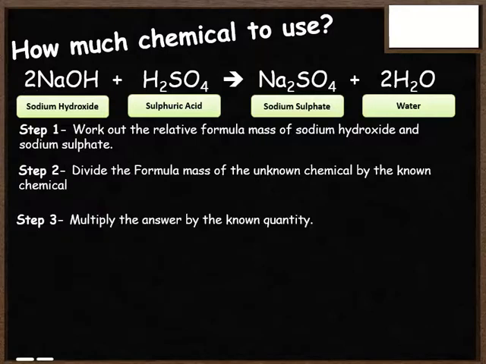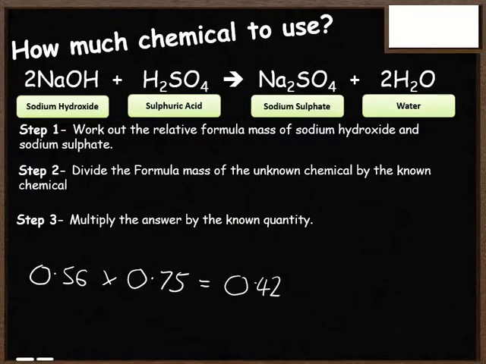And then the final part of the process is to multiply that answer, 0.56, by the known quantity. And the known quantity is 0.75 tons. So I know that I want 0.75 tons of sodium sulfate, so I times my 0.56 by that amount, and that tells me I need 0.42 tons sodium hydroxide to get that sodium sulfate.